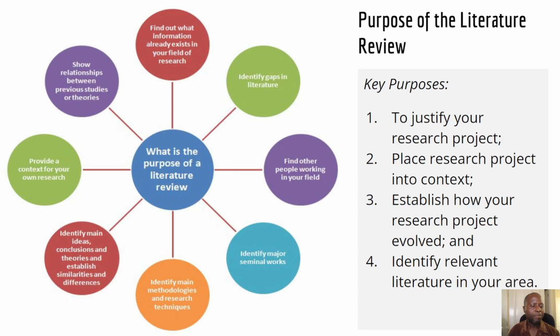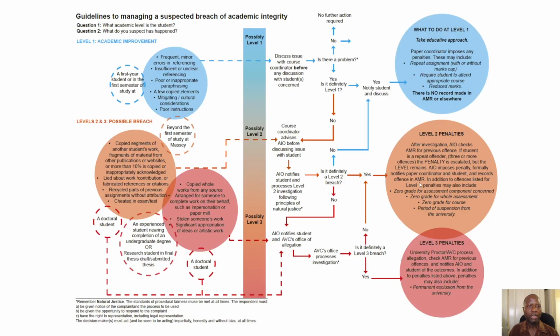Right. Another reason is to provide a context for your own research. You need to set the context so that you understand it better. The other reason is to show the relationship between previous studies or theories, and of course, this is very valuable to any project. And lastly, to find out what information already exists in your field of research. So all these are very important purposes for your research. Now, it is important to know that academic integrity is important. When you do your research, you need to be able to cite ideas that are not yours.